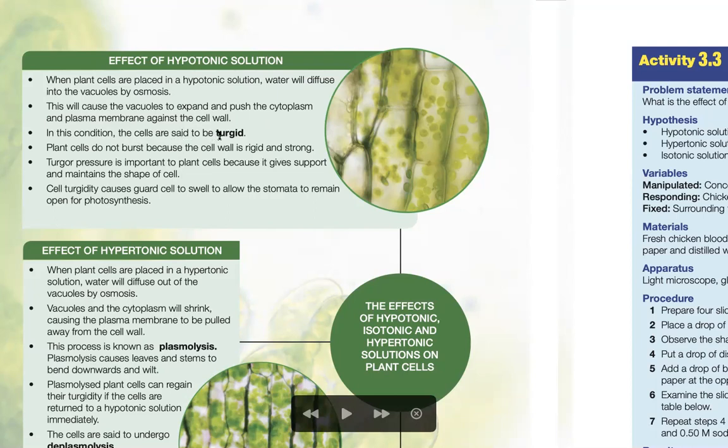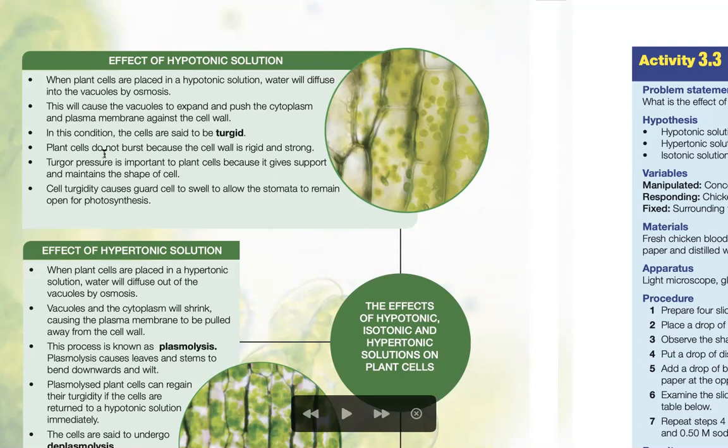Okay, the cell are said to be turgid. Turgid dalam bahasa Melayu segah. Dia akan jadi segah. So in the exam, if they ask you, okay, what is the condition when the cell become turgid? So this is the answer. The vacuole expand and push the cytoplasm and plasma membrane against cell wall.